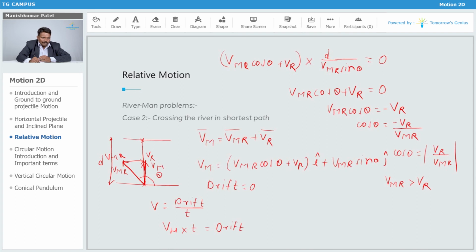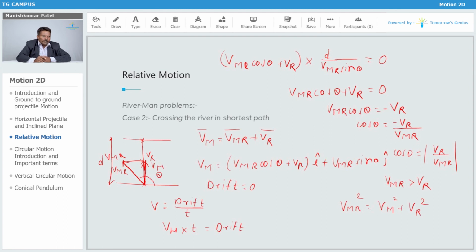From this you can also write it in terms of the Pythagoras theorem, that is, if you just consider the magnitude, VMR square is nothing but Vm square plus your VR square. But this is the important condition for crossing the river in the shortest path.